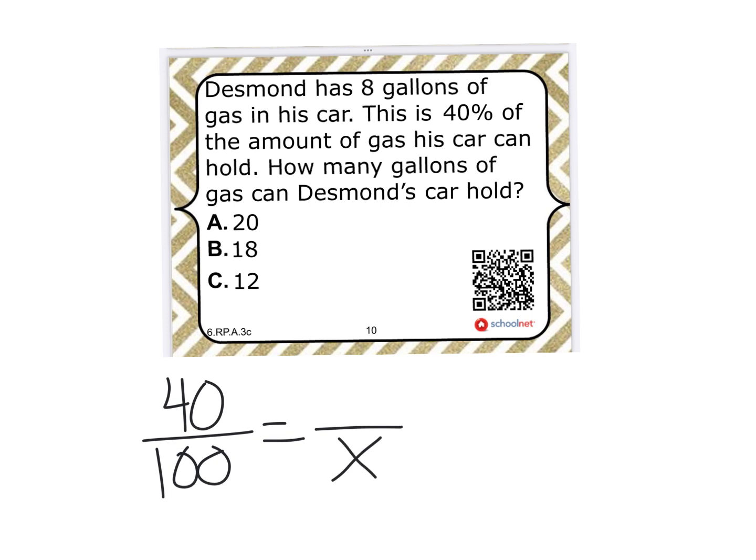That's what I'm trying to find, and I do know how much he has. The part that he has is 8 gallons. So my parts are on top and my totals are on the bottom. And then I just multiply and divide, and I'm going to be solving for X.